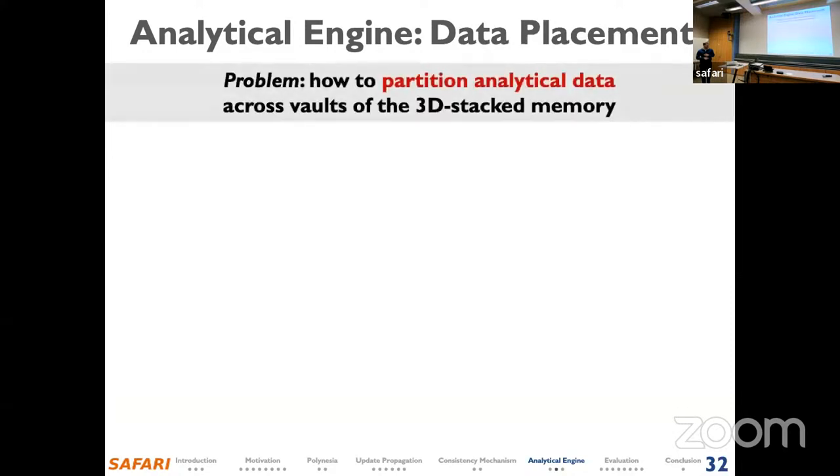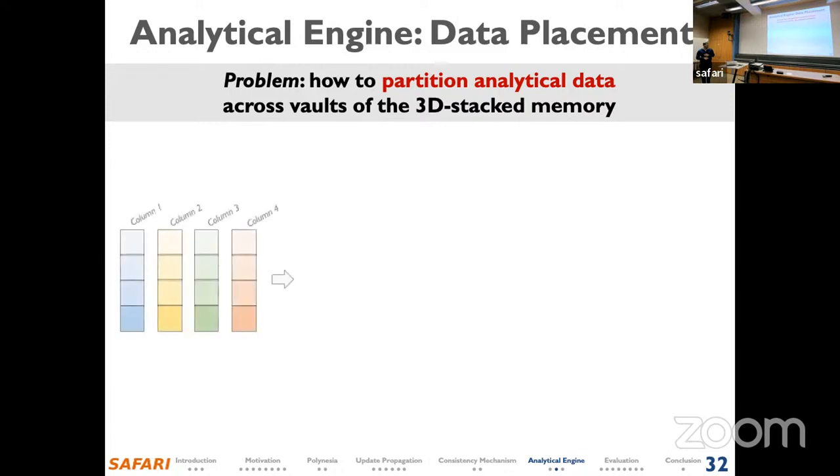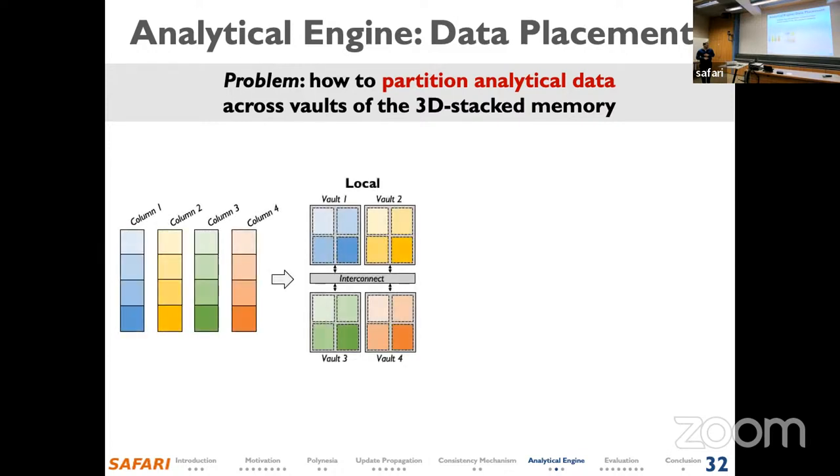So what's the problem? We have an analytical replica with many different columns that need to be placed inside your 3D-stacked memory device. There are at least two intuitive ways of doing that, and then the way that we propose. The problem here is what we call inter-vault communication. In a 3D-stacked memory, the memory is segmented into vaults, and each vault has access to particular banks. You can think of a vault as a memory channel in 2D memory.